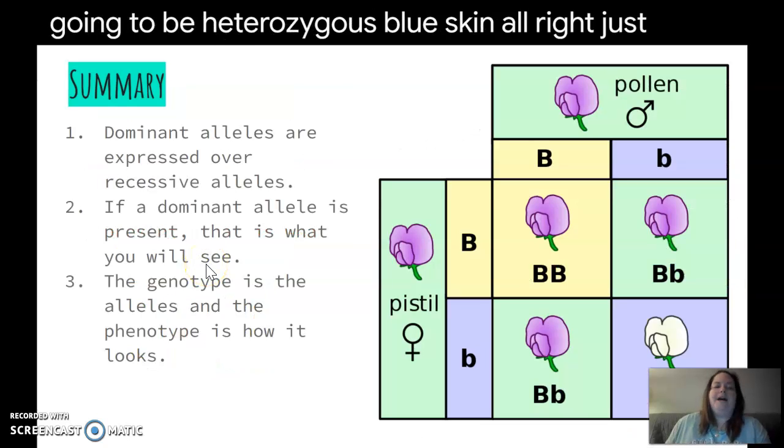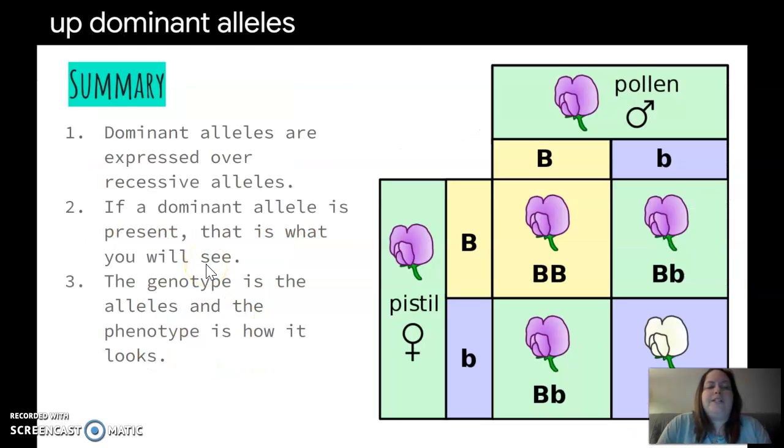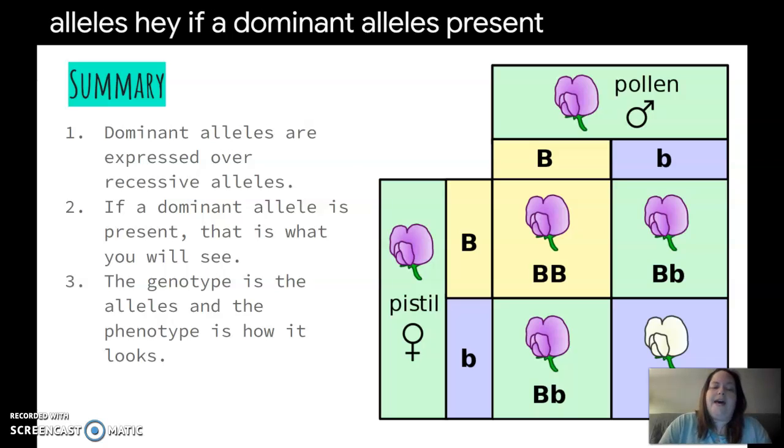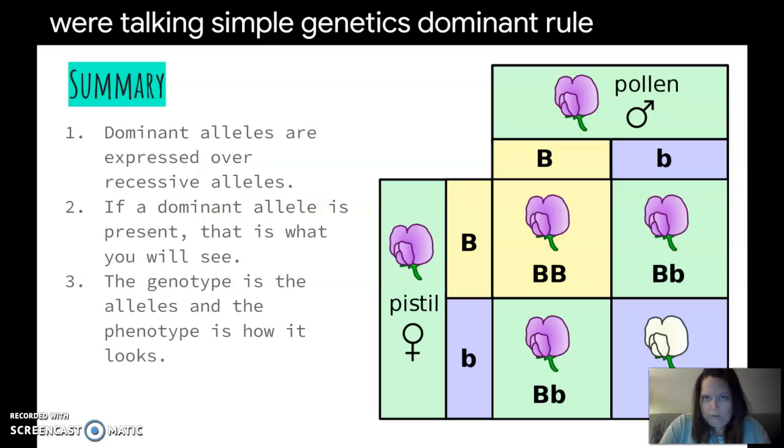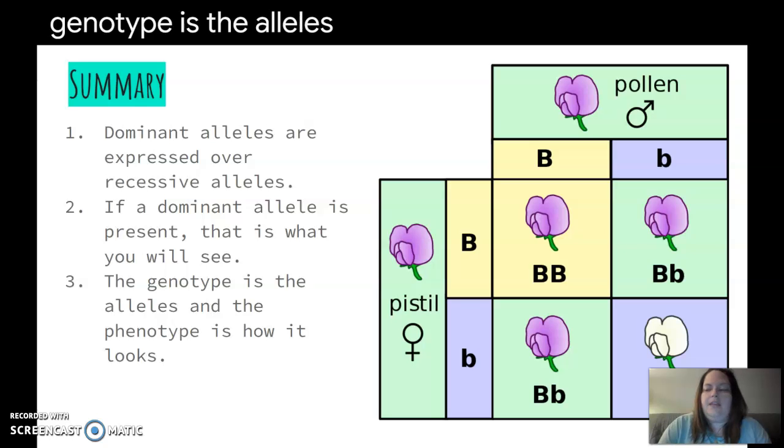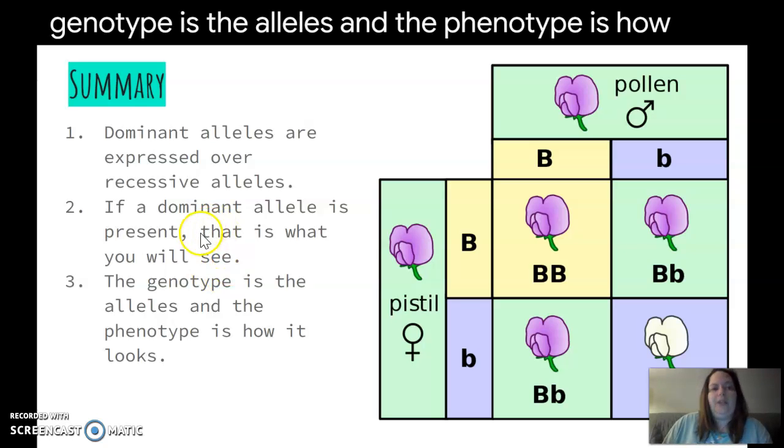All right, to sum it up, dominant alleles are expressed over recessive alleles. Okay, if a dominant allele is present, that is what you will see. It is not a combination. At this point, guys, we're talking simple genetics. Dominant rules. Okay, the genotype is the alleles, and the phenotype is how it looks.